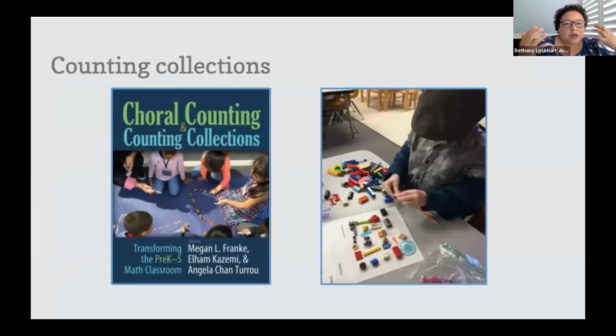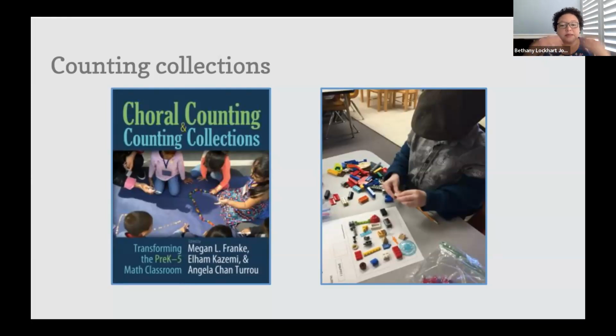Another routine that can be really joyful is counting collections. There's an amazing book, Choral Counting and Counting Collections: Transforming the Pre-K to 5 Math Classroom, that is just an amazing resource. Here's an image from a student doing counting collections. And again, this is an opportunity where the student is counting a collection in a way that makes sense to them, and you're sharing out the ways that the students counted their collections.